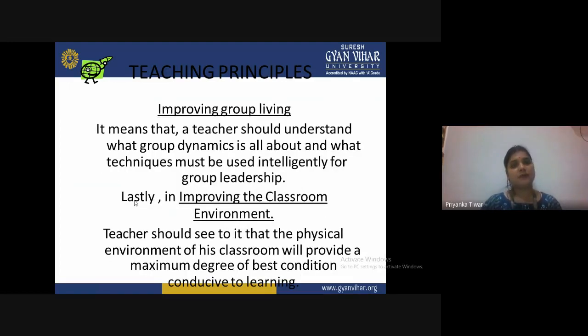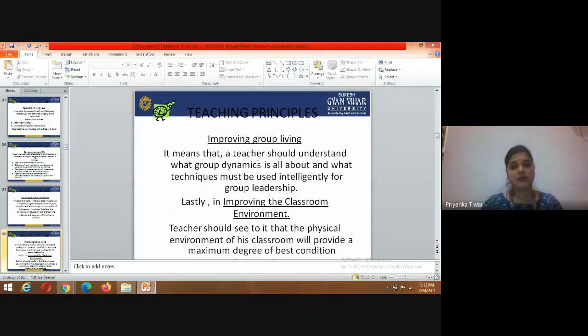Teaching principles: improving group living means that teachers should understand what group dynamics is all about and what techniques must be used intelligently for group leadership. Lastly, in improving the classroom environment, the teacher should understand that group dynamics is all about what techniques must be used intelligently for group leadership.